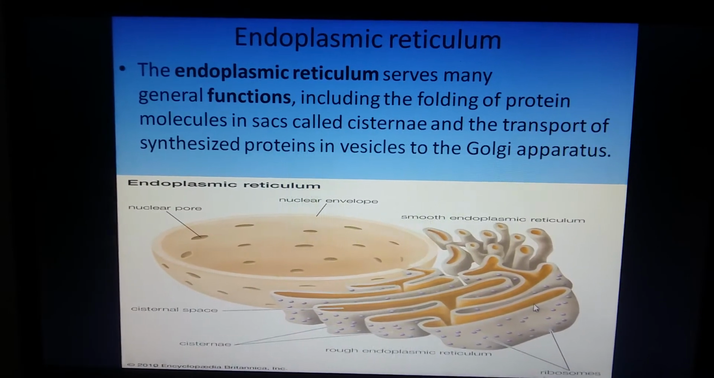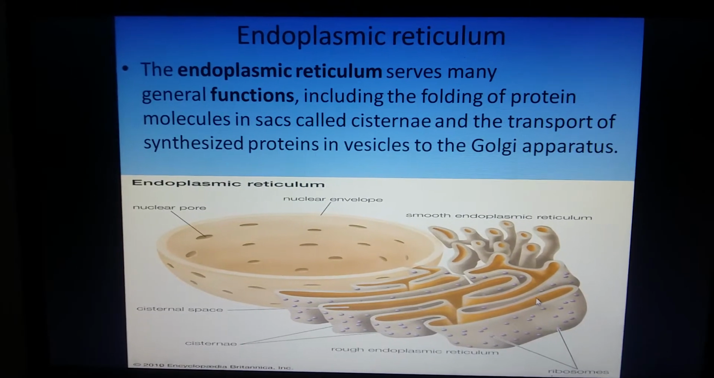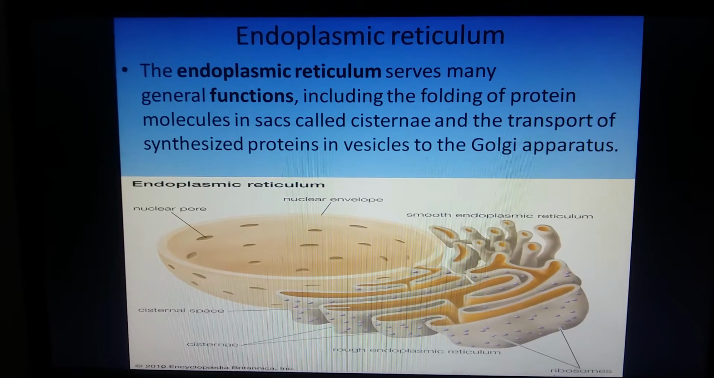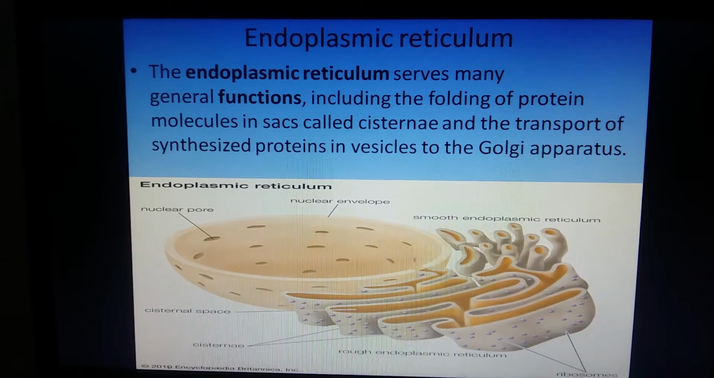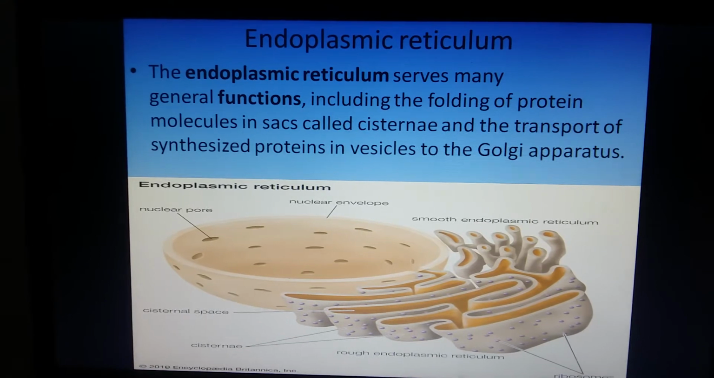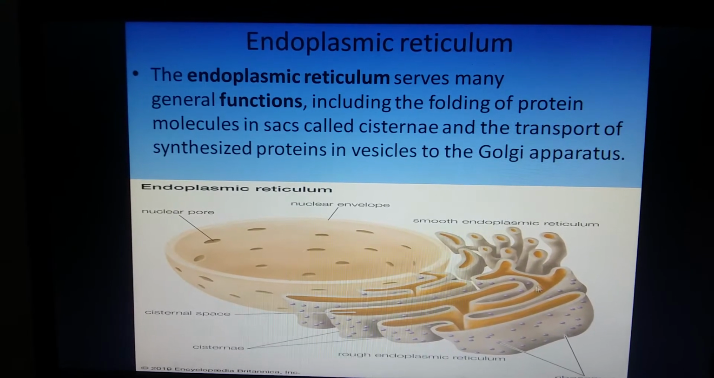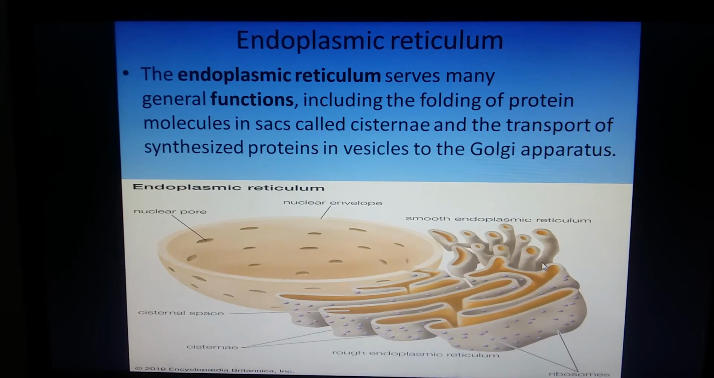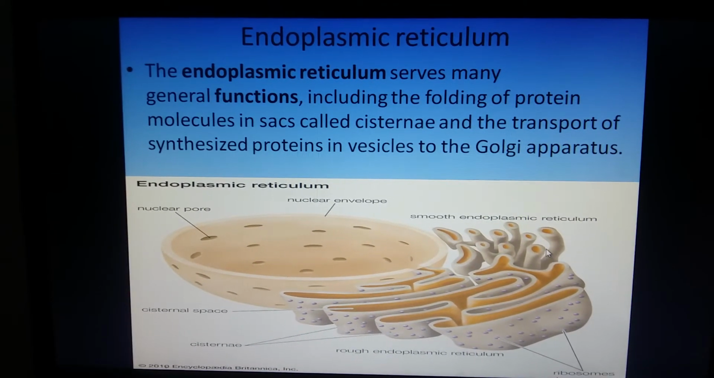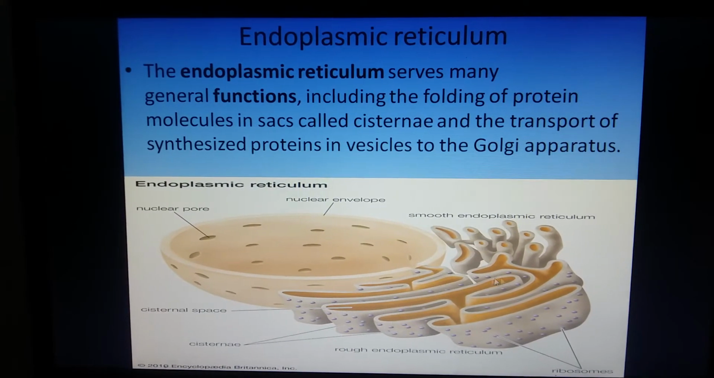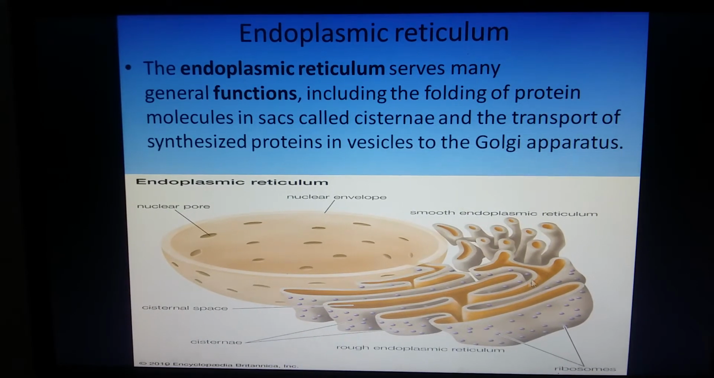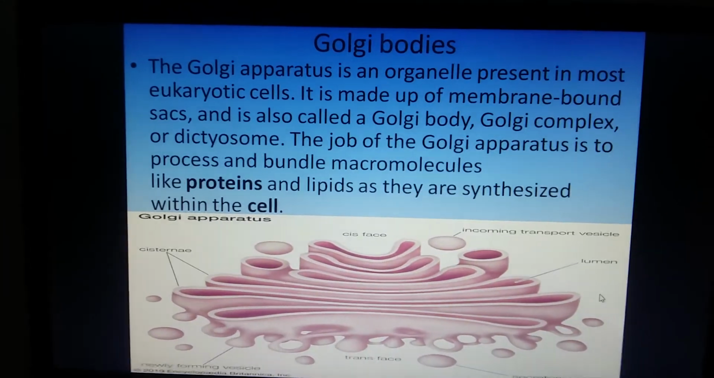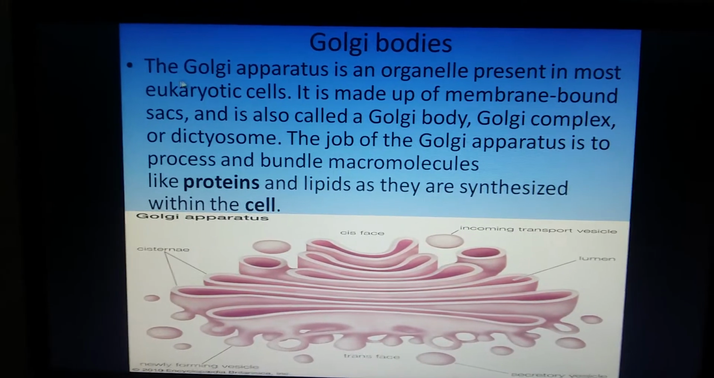Now we come to the endoplasmic reticulum. The endoplasmic reticulum serves many general functions, including the folding of protein molecules in sacs called cisternae. These are the cisternae. The foldings are called cisternae. And the transport of synthesized proteins in vesicles to the Golgi apparatus. So the endoplasmic reticulum folds the protein molecules in sacs and transports these synthesized proteins to the next organelle, which is the Golgi apparatus.